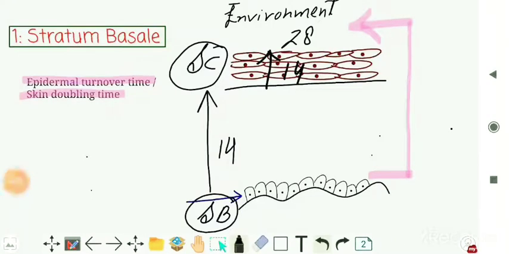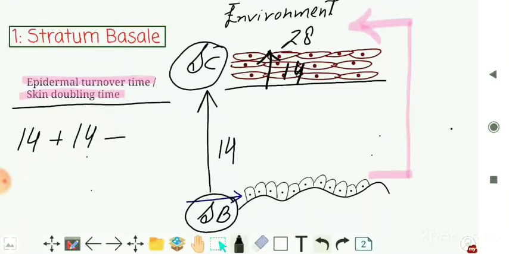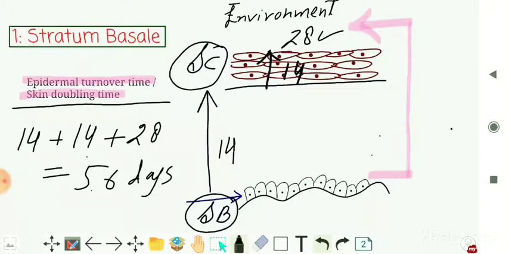Let's calculate epidermal turnover time or skin doubling time. The first 14 days plus next 14 days plus these 28 days, that's equal to 56 days. Now the epidermal turnover time is about 56 days.